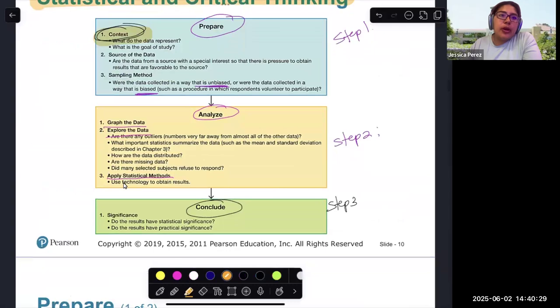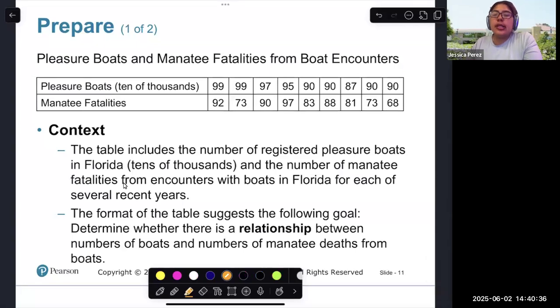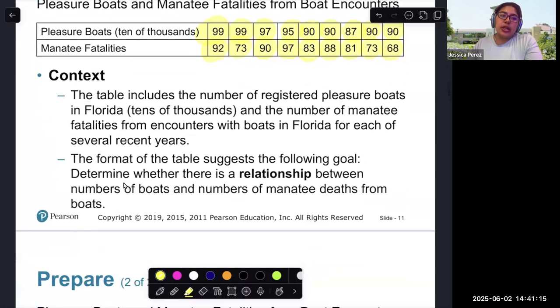We're going to prepare. So we need to know, what does the data represent? What is the goal of this thing? So what does this table include? It includes the number of registered pleasure boats in Florida in tens of thousands, and the number of manatee fatalities from encounters with these boats in Florida for several recent years. This format of the table consists of a relationship between the number of boats and the manatee deaths from boats. So if we see that there exists a correlation, we start to see, okay, well, the numbers of pleasure boats and manatee fatalities have a relationship.